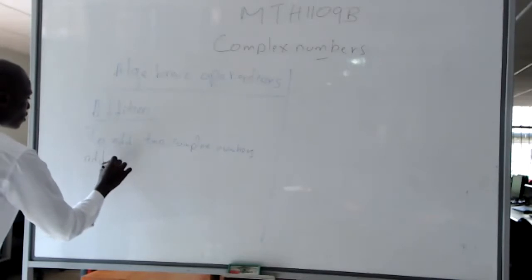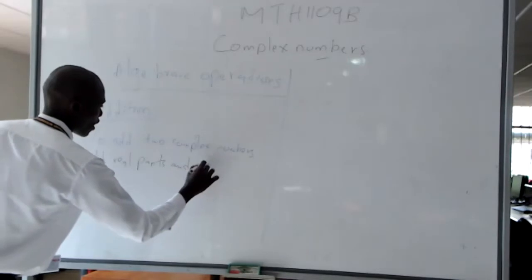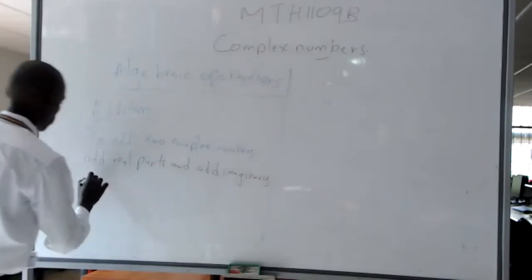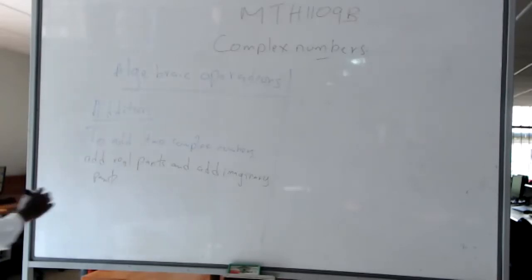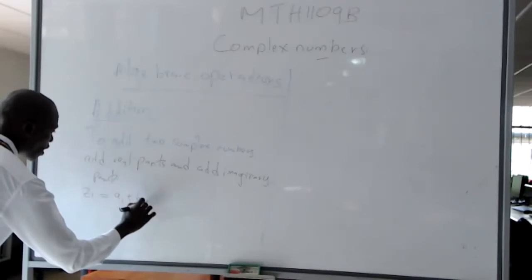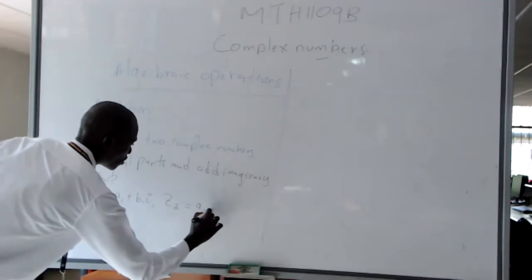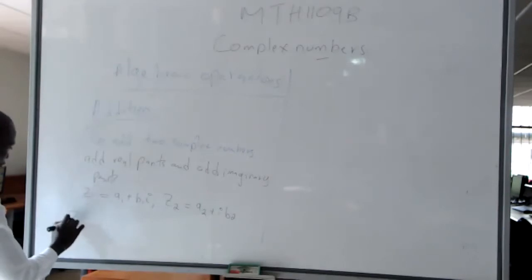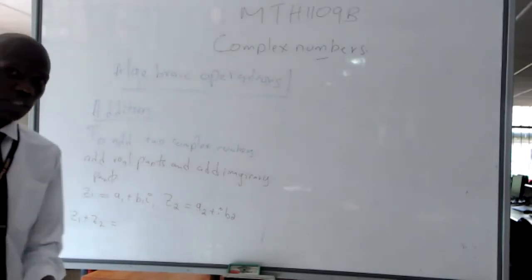Add real parts and add imaginary parts. For example, let's say I have a complex number Z1, which is A1 plus B1i, and another complex number Z2, which is A2 plus iB2. Then adding this, Z1 plus Z2, I've said add the real parts and add the imaginary parts.